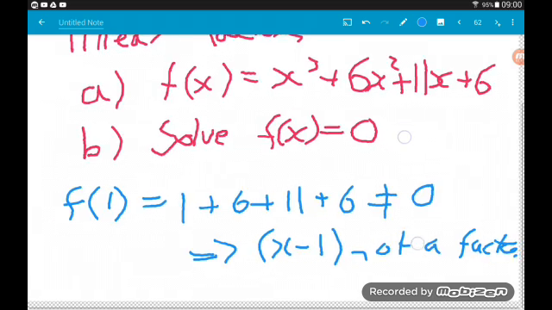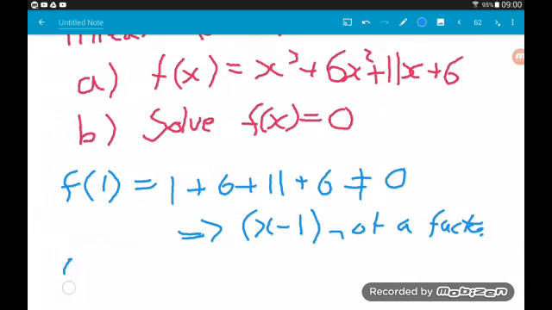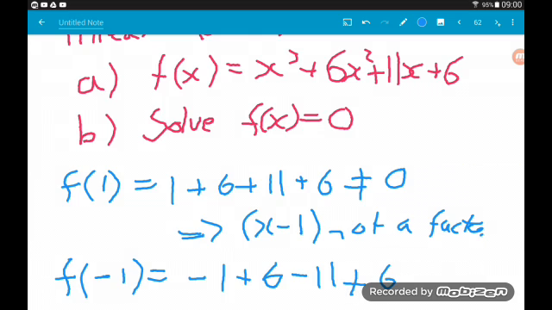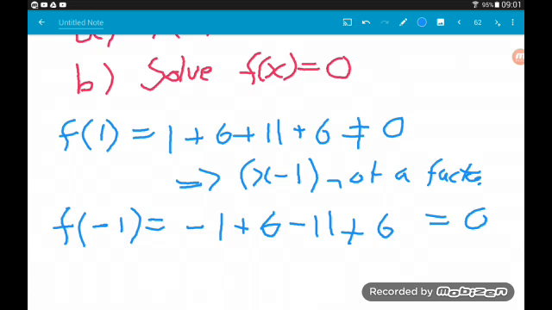Okay, so then the next one that we want to try is f of minus 1. So always start small and just work up. So f of minus 1, well, minus 1 cubed is minus 1. Minus 1 squared is 1. 6 times 1 is 6. And then we've got 11 times minus 1, which is minus 11. And then we've got plus 6 on the end. Now 6 plus 6 is 12. Minus 1 minus 11 is minus 12. So this does equal 0. So that tells us x plus 1 is a factor.